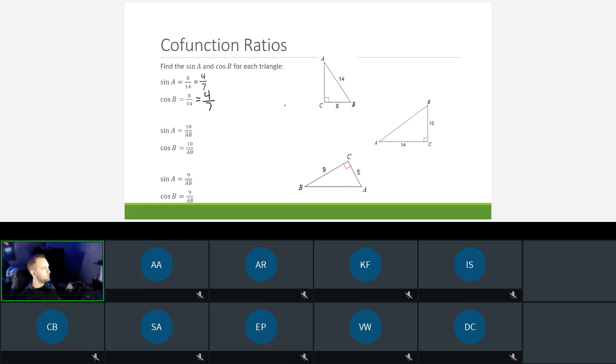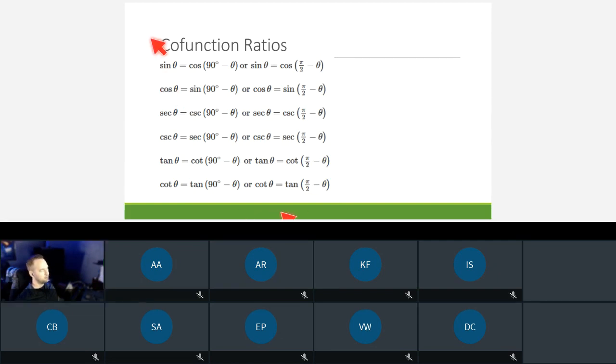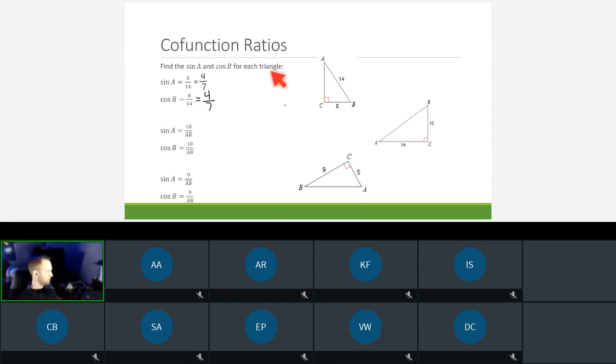So this cofunction, this is kind of hard to explain, other than here's these ratios. Sine of the angle is equal to cosine of 90 minus the angle. And then here's the radian form. Cosine is equal to sine of 90 minus the angle. Yeah, these are kind of hard to explain. So let me go ahead and try. In a right triangle, some of you might be more lost after I say what I'm about to say.